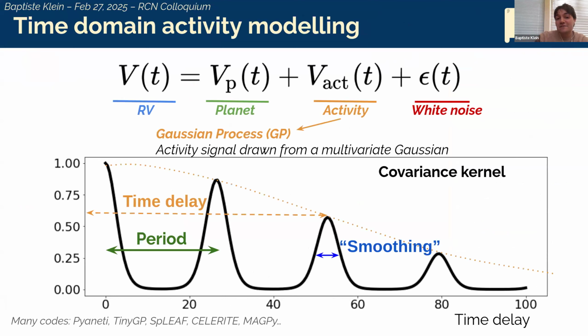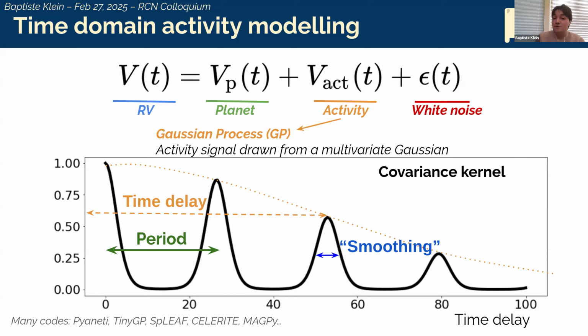The way we will do that in the time domain is to model it as a Gaussian process. So when you model your stellar activity with a Gaussian process, you say that your stellar activity signal is drawn from a stochastic process. And in particular here, it's a multivariate Gaussian. The trick here is just to say that, yes, my signal is drawn from a multivariate Gaussian, but I can parameterize the covariance kernel, so the correlation between each pair of data points in my signal. And there are many different covariance kernels that can be used.